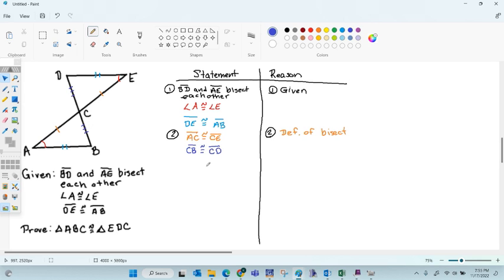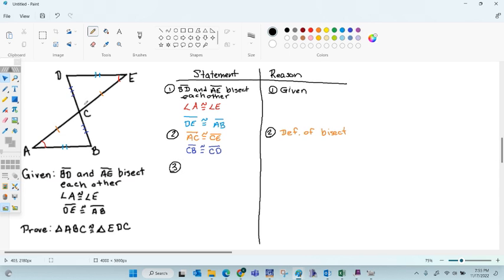And guess what? I'm already moving along in my proof pretty good because I have all three pairs of congruent sides marked congruent. So now I'm going to try to work on getting those angles taken care of. So let's do that. Let's look at step 3.